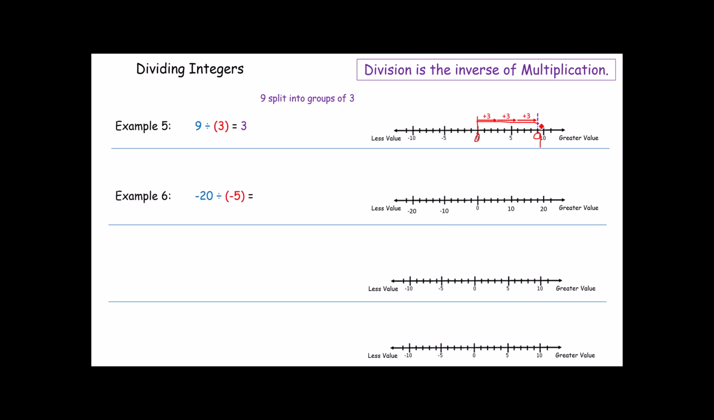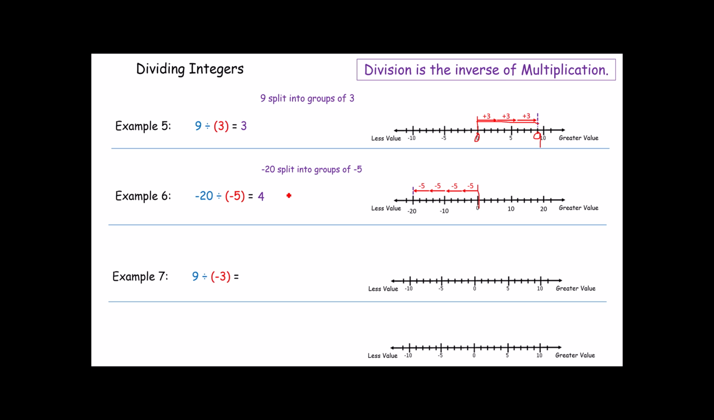Let's do another one. If I have -20 and I want to split that into groups of -5, -20 split into groups of -5 says if I'm going from 0, which is here, to -20, how many -5s would that take? Well, that's -5 there, -5 there, -5 there, and -5 there. It took 4 -5s in order to get to -20.